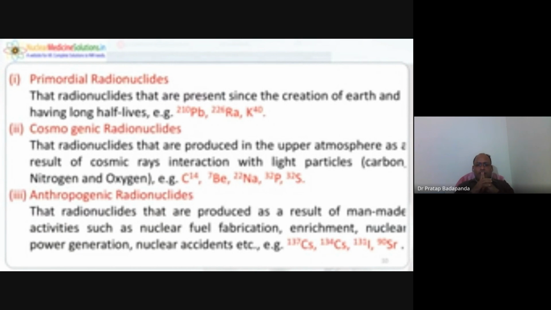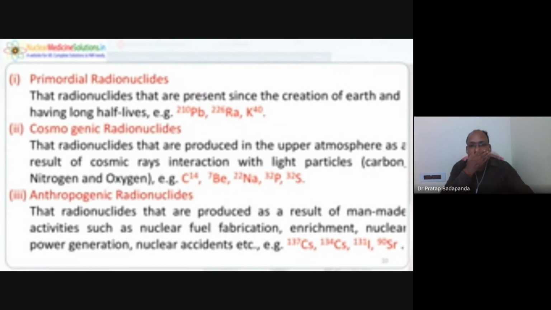Similarly, the second kind of radioactivity is defined as cosmogenic radionuclides. These are radionuclides produced in the upper atmosphere as a result of cosmic rays interacting with light particles like carbon and oxygen atoms, and we get different radionuclides like carbon-14, beryllium, sodium, phosphorus and sulfur. These are all radioactive materials.